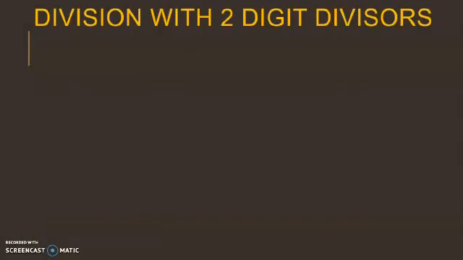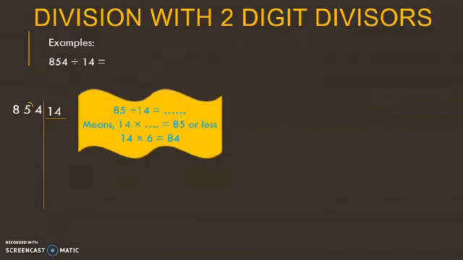As for division with two-digit divisors, let us take examples. 854 divided by 14. I take the 85 since I can't take the 8 alone because it's less than 14. I start with the divide. 85 divided by 14 means 14 times what gives me 85. In order to know the answer, you have to try on a draft 14 times 1, 2, 3 to find an answer that is the closest one. In this case, 14 times 6 is the closest one, which is 84.